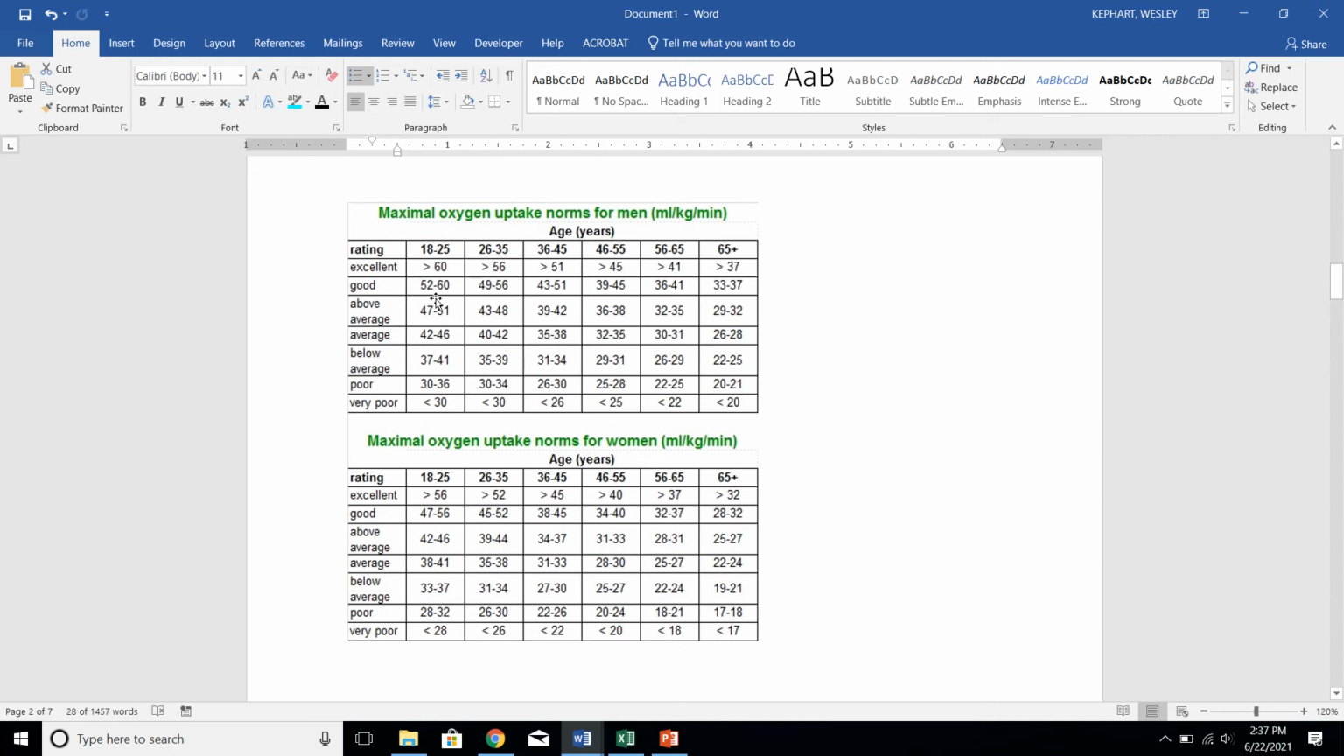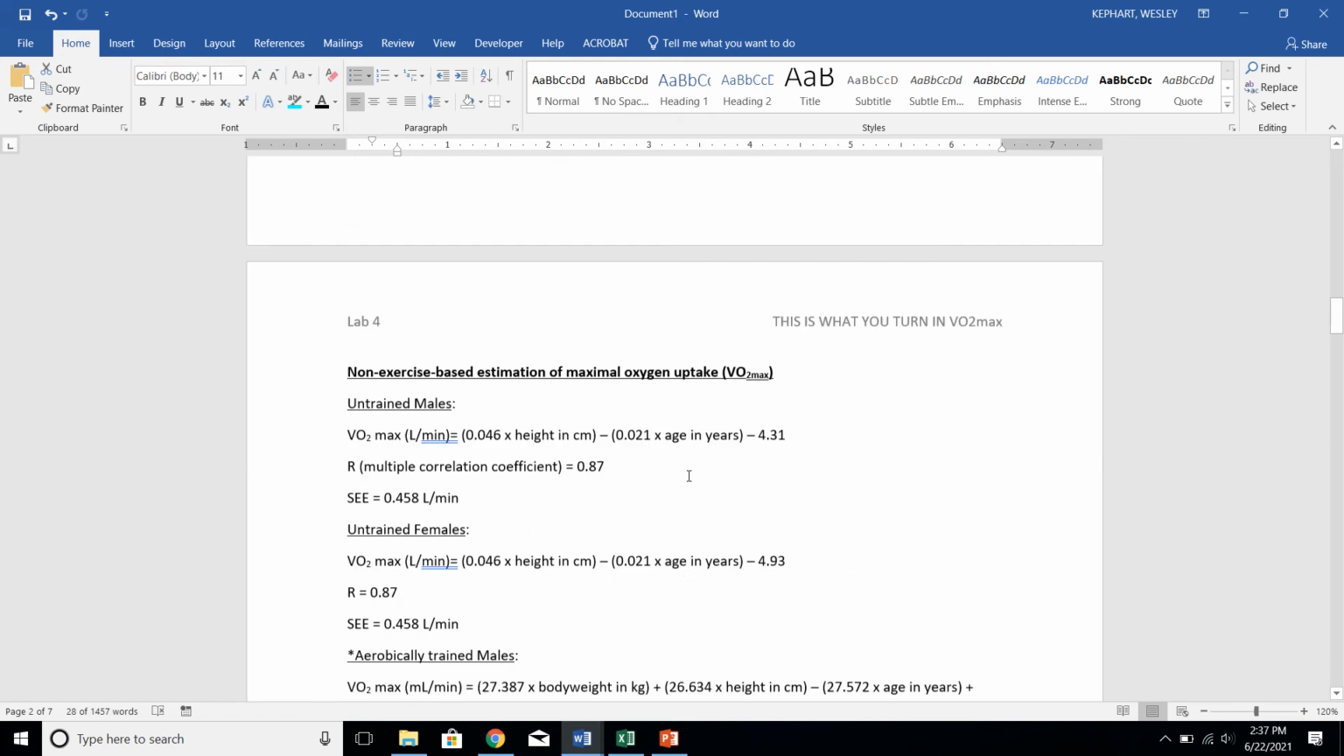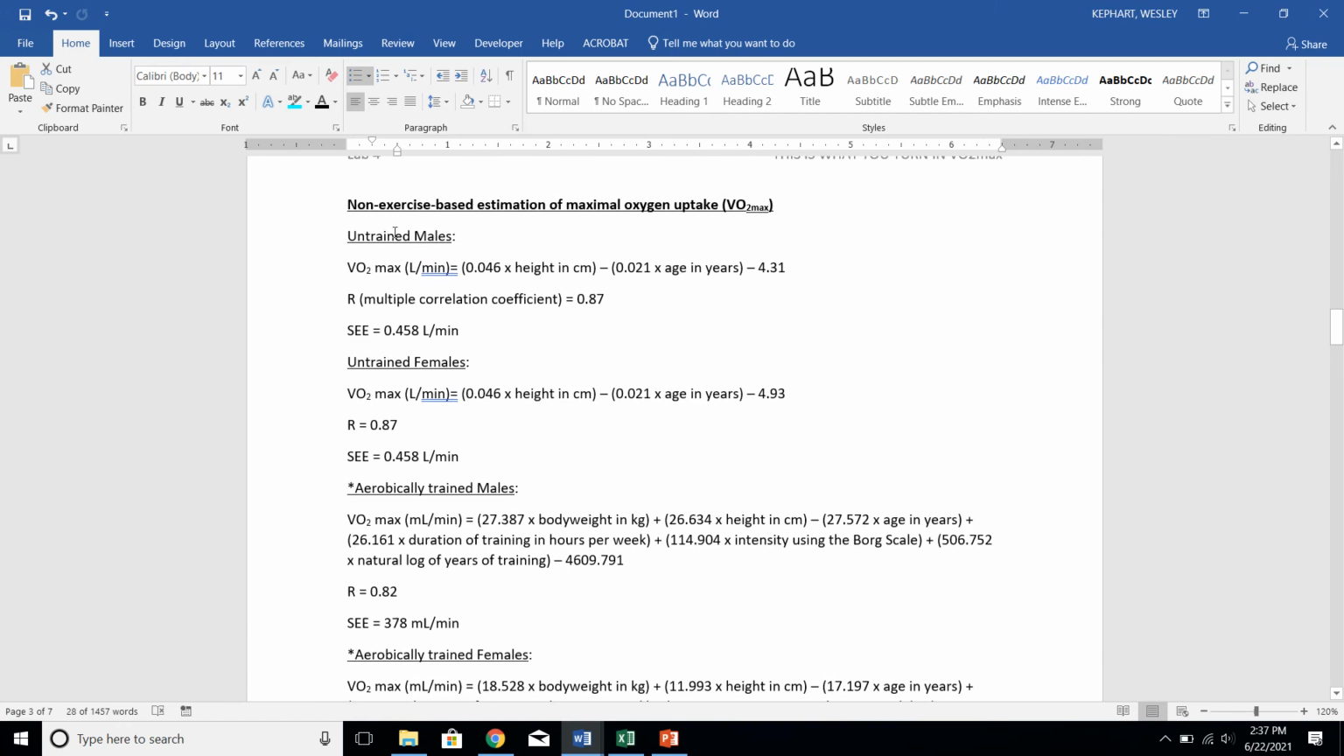Say if you're a male who's 19 and 38 is your VO2, you're below average. If you're a female who is 56 and your VO2 is 42, then you're excellent, right? Hopefully that makes sense. If it doesn't, just reach out to me and I will certainly help you out with that. So hopefully those untrained male and female ones make sense.